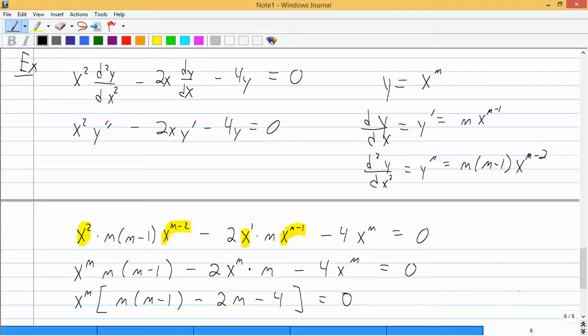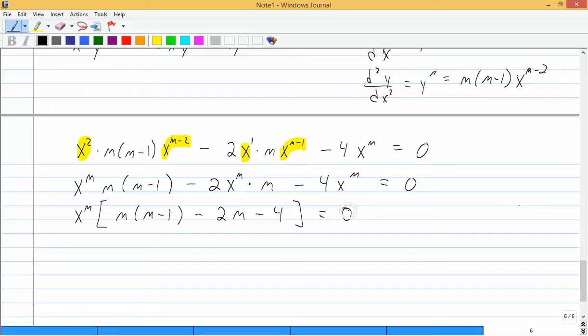Wow. So that really did change things, right? Because now I can multiply this m out, and I can write this as a quadratic. So I have x to the m times m squared minus m minus 2m minus 4 equals 0. So I have x to the m times m squared minus 3m minus 4 equals 0.